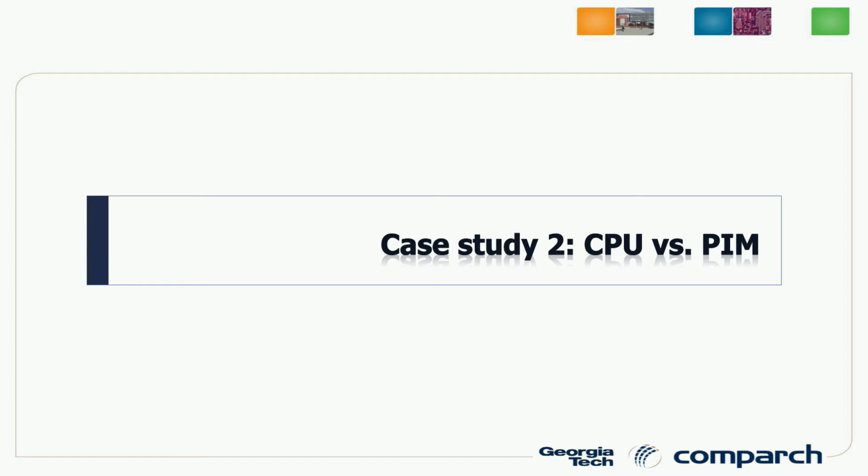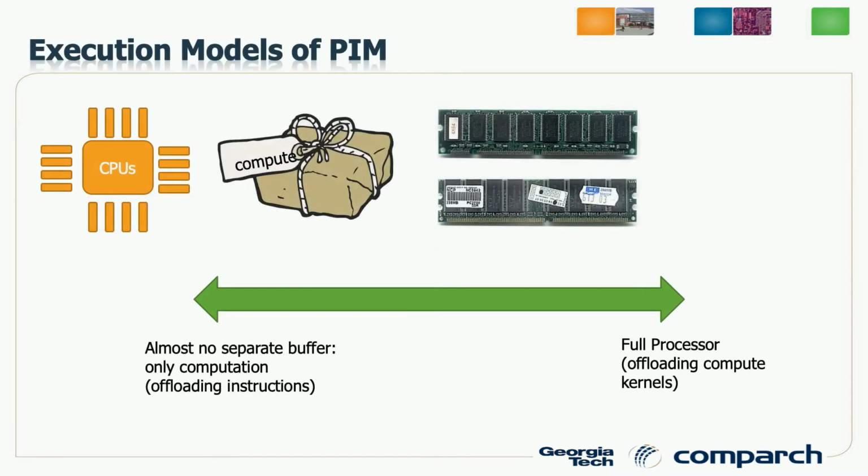The second case study we have done was CPU versus the PIM. So the PIM, processing in memory, or some people might call near data memory. There are various terms used for the PIM. The basic idea of the execution model of the PIM is we are shipping the computations to where the data is. But there is a various spectrum of what PIM means.